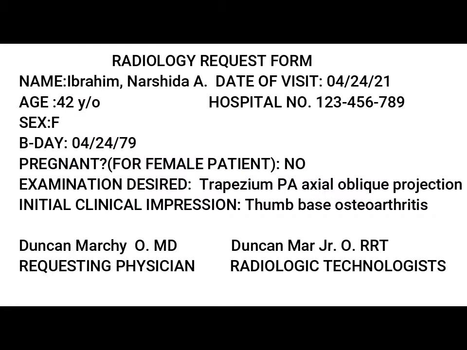Radiology request form. Patient name: Ibrahim Narshida. Age: 42 years old. Gender: female. Birthday: April 24, 1979. Date of visit: April 24, 2021. Not pregnant. Examination desired: trapezium PA axial oblique projection, also known as Clements-Nakayama method. Initial clinical impression: thumb base osteoarthritis.